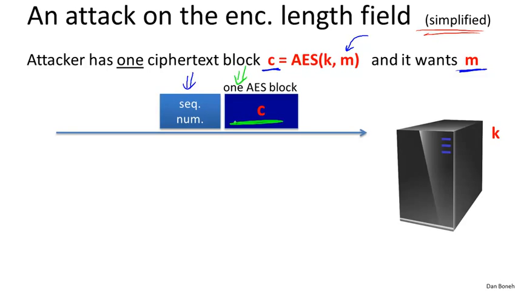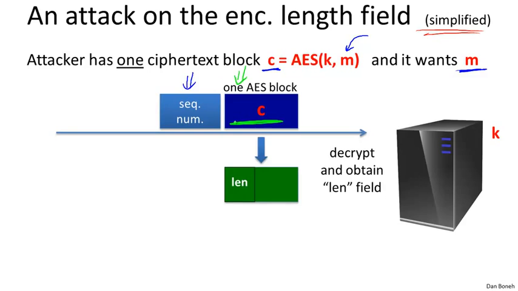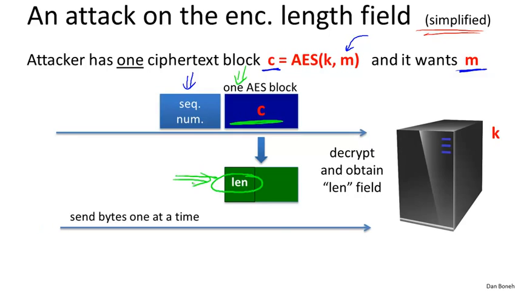Now what is the server going to do? The server is going to decrypt the first few bytes of this first AES block, and it's going to interpret the first few bytes as the length field of the packet. The next thing that's going to happen is the server is going to expect this many bytes before it checks that the MAC is valid. And so what the attacker is going to do is feed the server one byte at a time. So the server will read one byte and then another byte and then another byte.